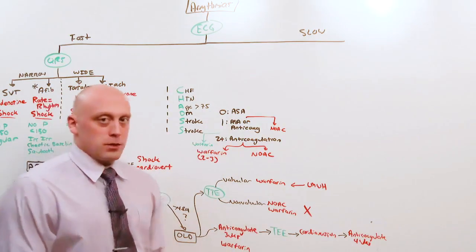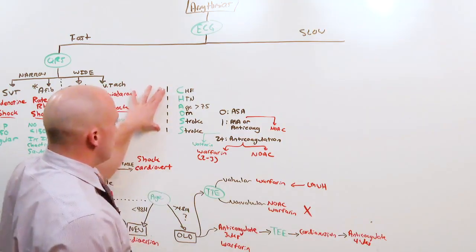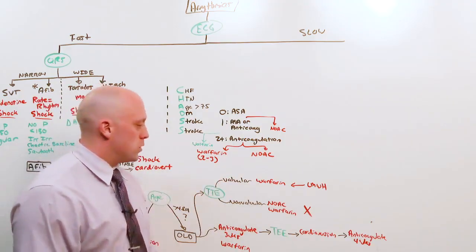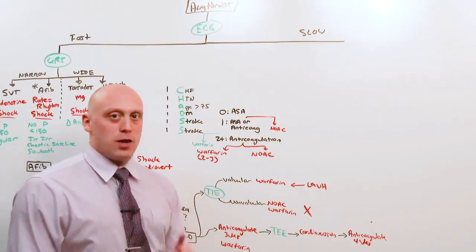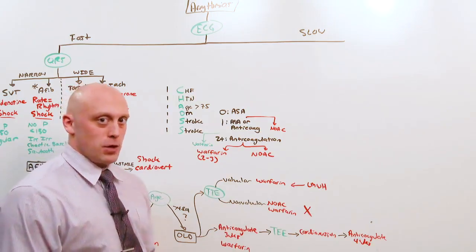It depends on their gender as well. What I want you to take away is to know what the CHADS2 score is. Know that 2 or more needs anticoagulation. You can pick warfarin or one of the new ones unless it is valvular AFib, and then you can only choose warfarin. I know, it's a lot.